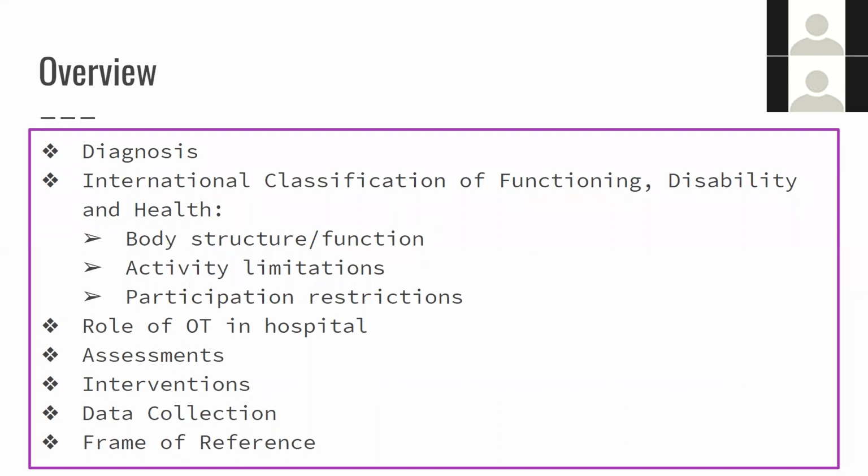So the overview is just that we're going to talk about the diagnosis, the International Classification of Functioning, Disability, and Health, which is body structure and functions, activity limitations, participation restrictions, and then we're also going to talk about the role of occupational therapy within the hospital, assessments, interventions, data collection, and the frame of reference.